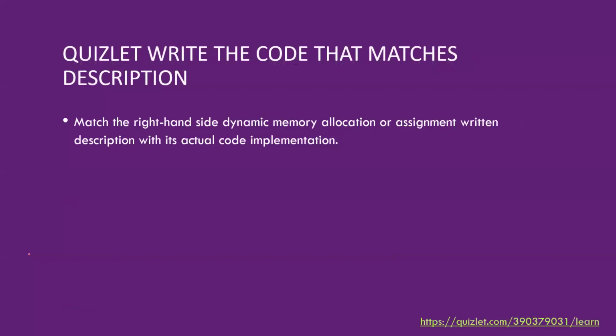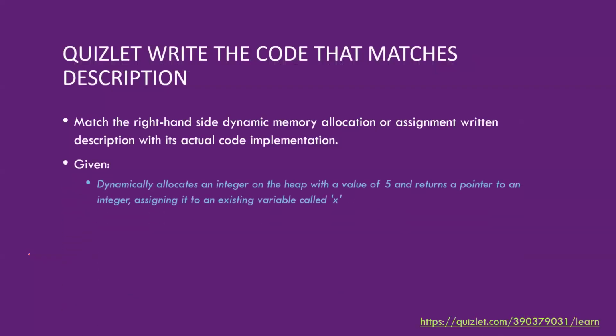Now, another one is if I give you a description that says, hey, the following code dynamically allocates an integer on the heap with a value of 5 and returns a pointer to an integer, assigning it to an existing variable x. We just saw this on the previous page. So you would write x equals new int 5. Okay.